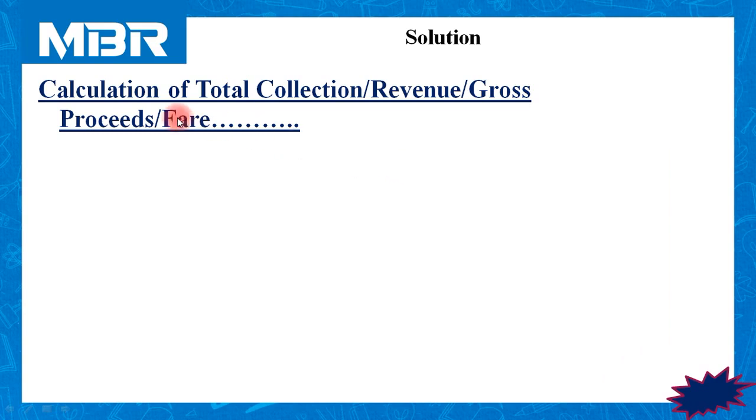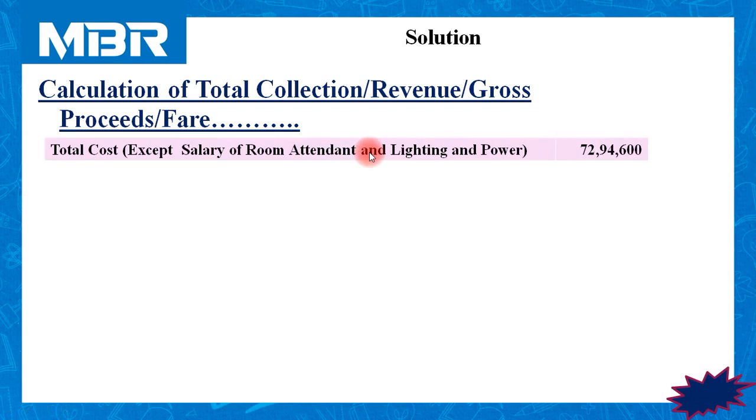Let us move towards last and important part, that is related to calculation of room rent. But before calculation of room rent, we need to decide total collection, revenue, or gross proceeds, or fare, whatever it is. As per information available to us in our question, total cost is given as 72,94,600. But this 72,94,600 is given without consideration of the salary of room attendant and lighting and power.